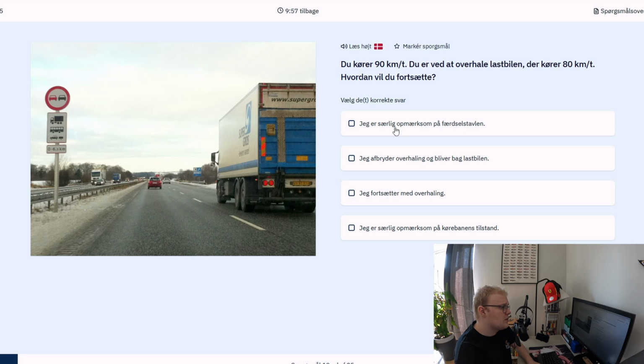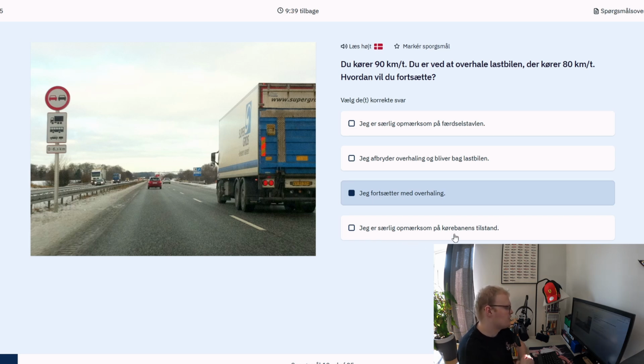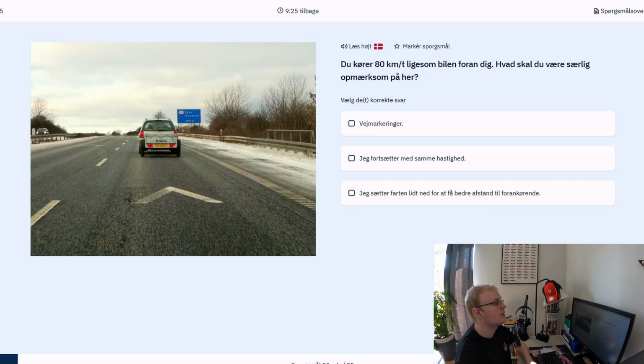I'm especially observant of the sign. I would say no, because it has nothing to do with me. So I'm just going to continue with the overtake, which is this one. This one says I stop. This one says I'm observant of the sign. This one says I am observant of the condition of the road. Perhaps it's wet, it's snowy. So yeah, I will say that because I have to keep proper distance from the car in front, I will say that that might be the wrong answer. It's very possible to be the wrong answer.